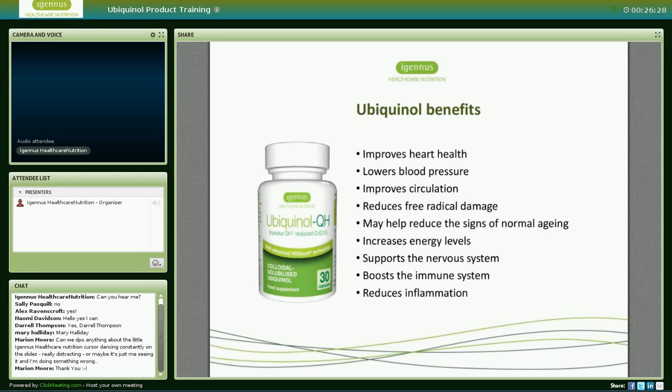And as you would expect, there are numerous health benefits that can be applied to ubiquinol. We know that it improves heart health. One of the biggest areas of study when it comes to ubiquinol is heart health. It lowers blood pressure and can improve circulation. As an antioxidant, it reduces free radical damage, which may then help reduce the normal signs of aging. It can increase energy levels, supports the nervous system, boosts the immune system, and reduces inflammation.